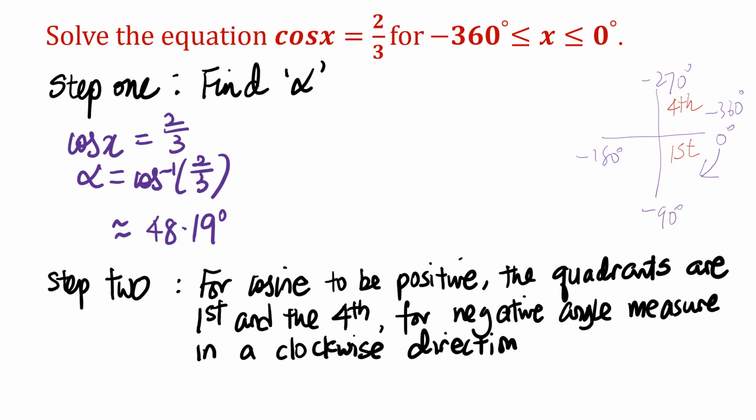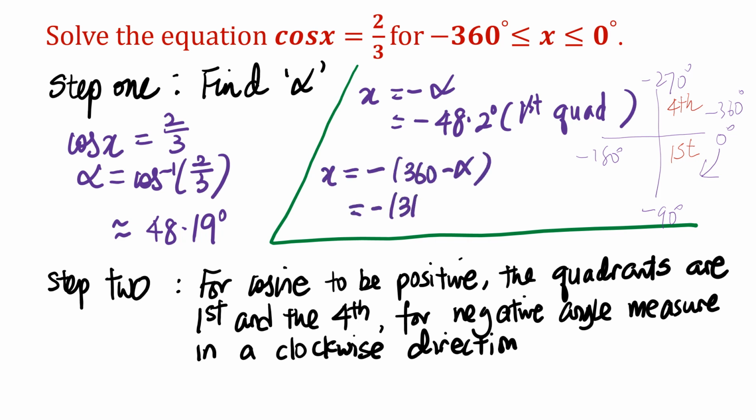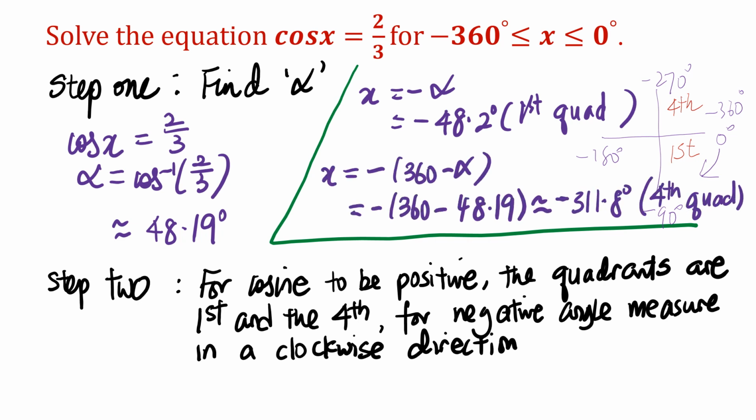All right, that's what I've written there. Okay, so that's find the first angle. So for the first quadrant, your angle x will just be negative alpha. And then for the fourth quadrant will be negative bracket 360 minus alpha. Right, so this is how you solve trigo equations where the range that you need to take is from the angle measured in the clockwise direction.